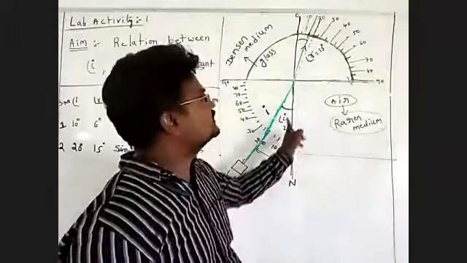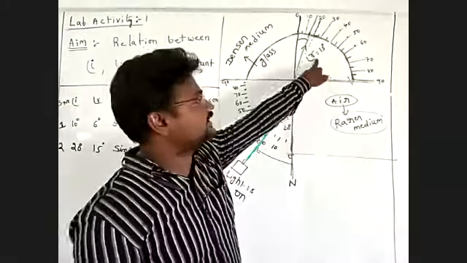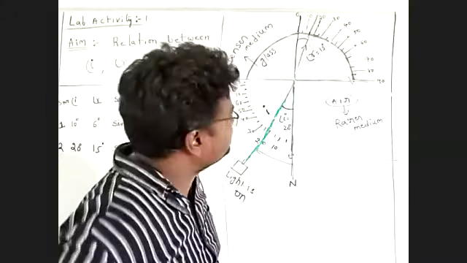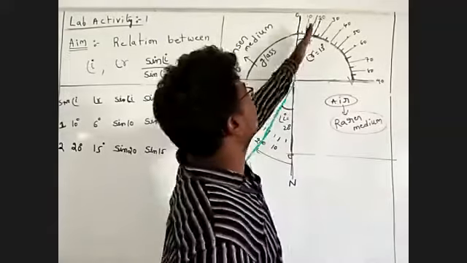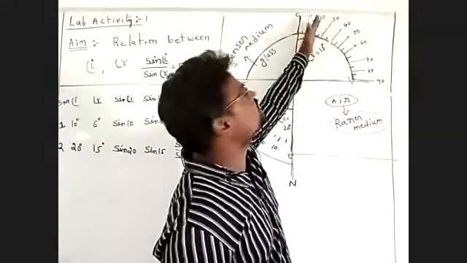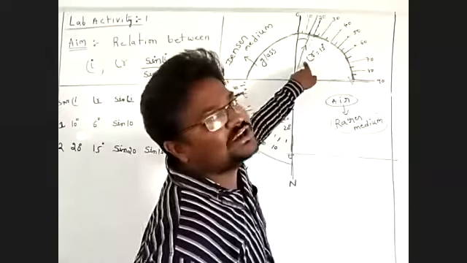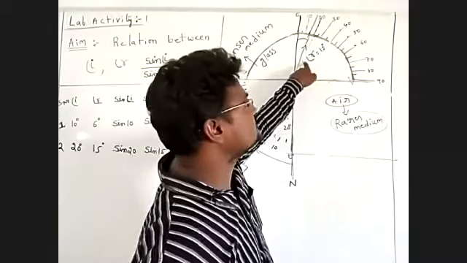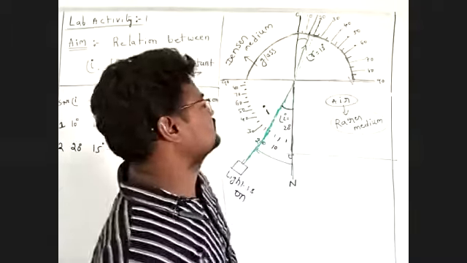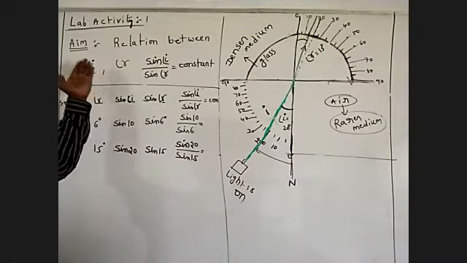Angle of I is 20, angle of R is 50. Angle of I is greater than 2 angle of R. That means light travels from rarer medium to denser medium, which means the refracted ray is bending towards the normal. This dotted line indicates the actual direction of the incident ray, but the refracted ray is towards the normal. That is a relation between angle of I and angle of R.